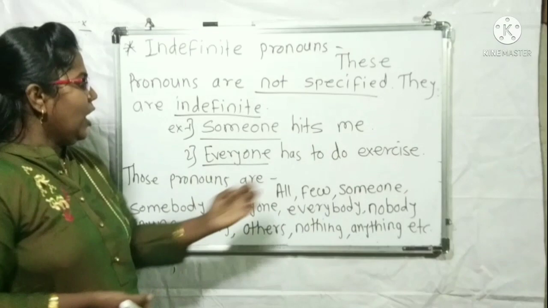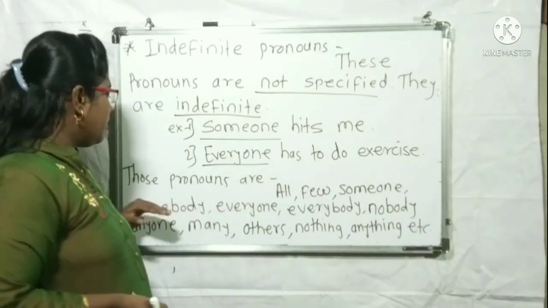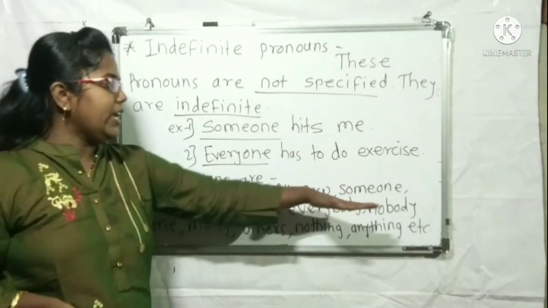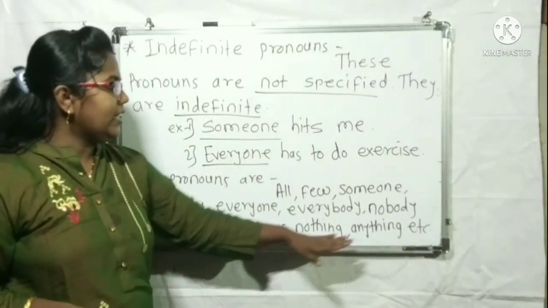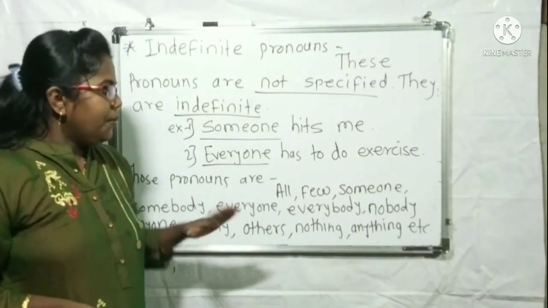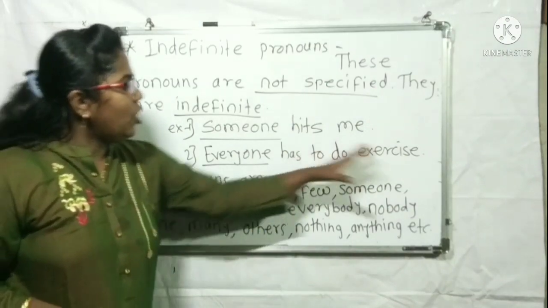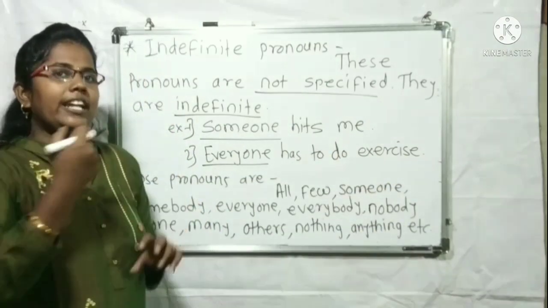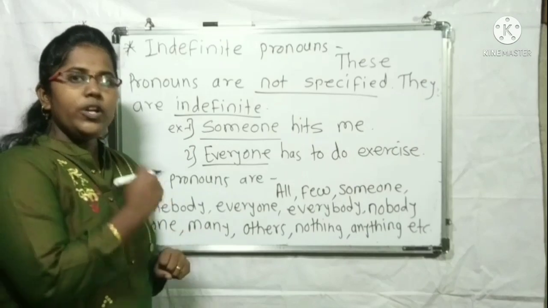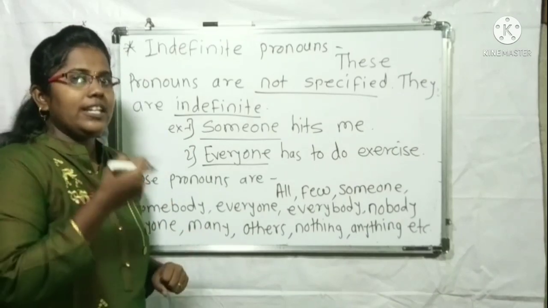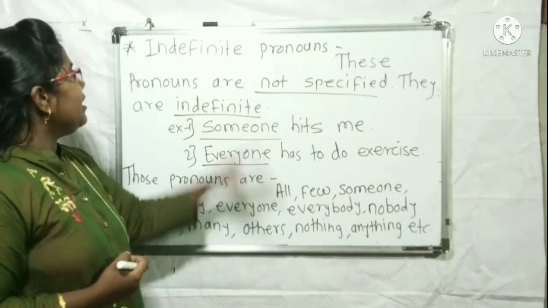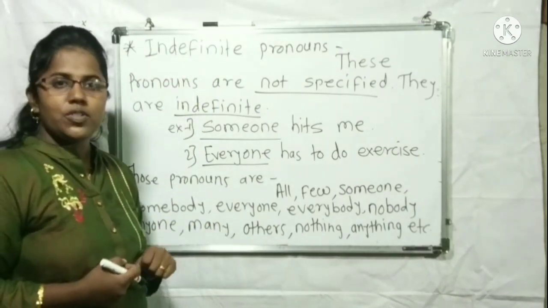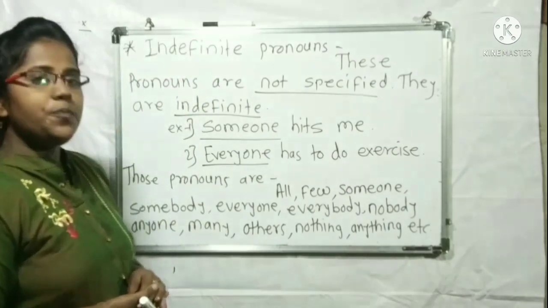Those pronouns are all, few, someone, somebody, everyone, everybody, nobody, then anyone, many, others, nothing, anything, etc. Means here when we are using all these pronouns, that time we are not getting a clear idea exactly who is that person or exactly what is that thing. And that's why all these are the indefinite pronouns. Okay, this is all about pronoun.